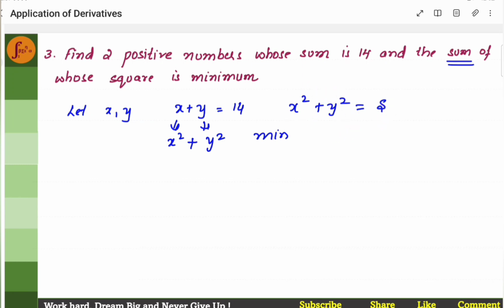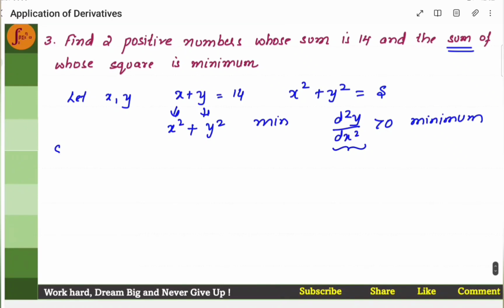Now what is the rule for minimum? The double derivative, d square, should be greater than 0 to prove that it is minimum. We'll try to get the second order derivative. For that, what is step 1? We'll have to differentiate once. But we have to differentiate s, so instead of y, I'll put s because I'm going to differentiate s here.